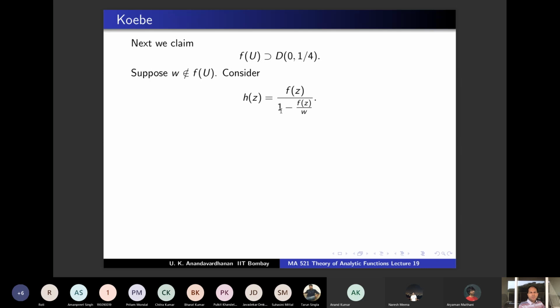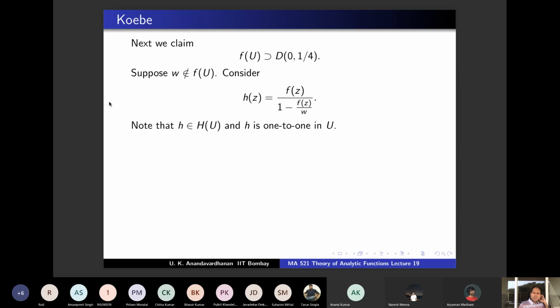Why? Because if the denominator is 0, then 1 equal to f z by w, which means f z equal to w, but that is not true. w is outside the image. So denominator never vanishes, and therefore this makes sense, and therefore it's a holomorphic function. So here you have a holomorphic function, h is holomorphic, and also h is 1-to-1 in U.